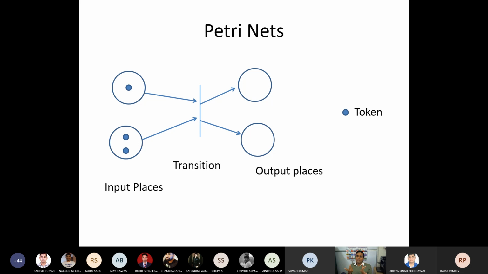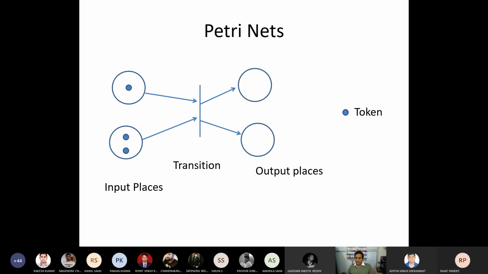If there are two tokens in the system, that means this... Yes, Saket, are you going to ask something? No, sir. Then you mute. Okay. Anyone else want to ask something here, or is it clear?